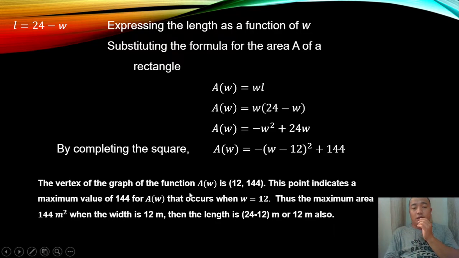So this point indicates a maximum value of 144 for A of W that occurs when W is equal to 12. So that's the maximum area, 144 square meters. When the width is 12 meters, then the length is, substituting now, since W is 12, 24 minus 12 is 12 also. So therefore, the dimensions of the rectangle should be 12 meters by 12 meters, so that it will generate the maximum area, which is 144 square meters.